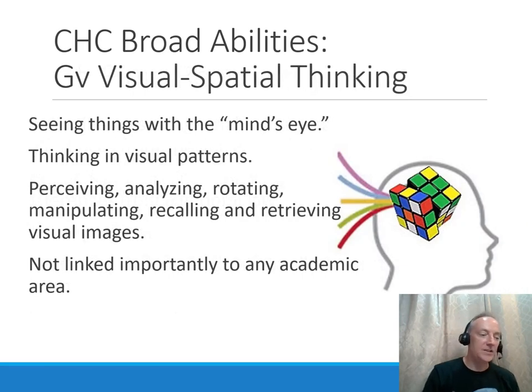The next broad ability in CHC theory is visual spatial thinking. Thinking without words, solving problems that involve picturing things in your head, maybe rotating things in your head, imagining the image from a different perspective. This is the one broad ability that, although it's important to human intelligence, it is not linked significantly to any important academic area. It might help you in some aspects of geometry, it might help you in some aspects of reading maps and social studies, but for the most part it is not significantly linked to any academic area.